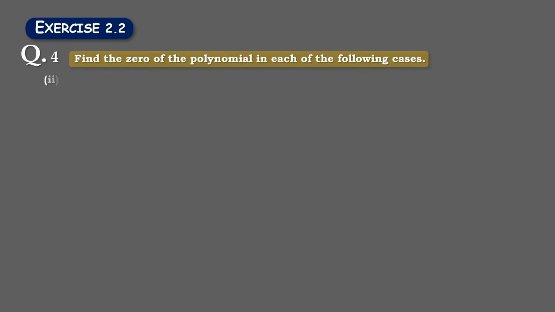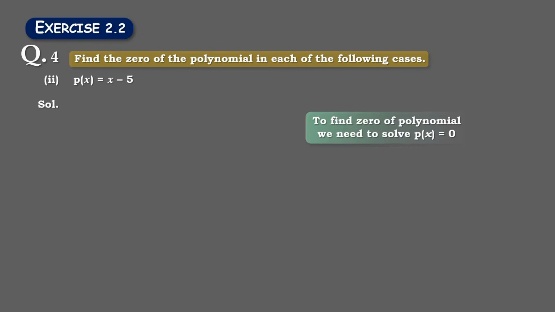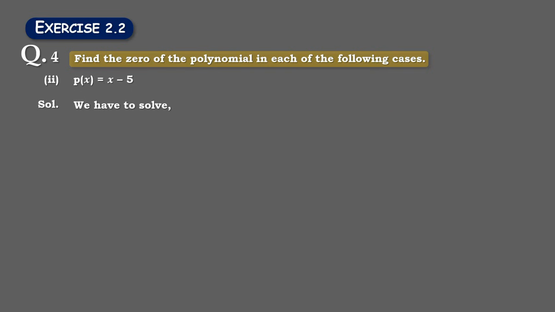We are given a polynomial and asked to find its zero. The given polynomial is p of x equals x minus 5. To find the zero of any polynomial, we first make the value of the polynomial equal to 0. So we write p of x equals 0. This gives the equation x minus 5 equals 0. Now we solve this equation.